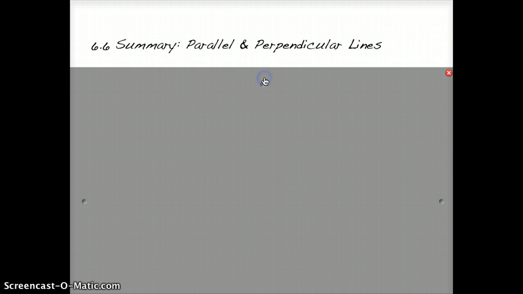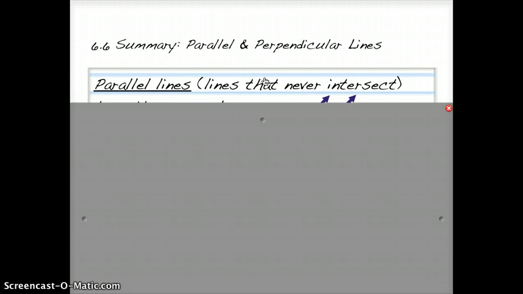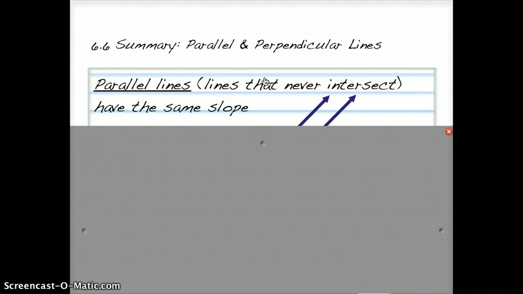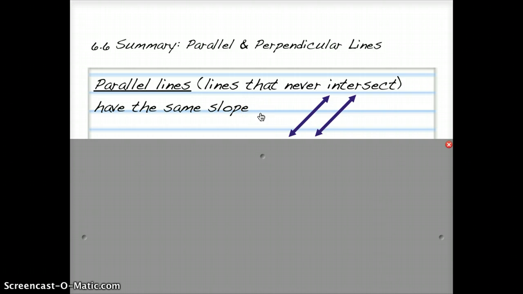So parallel lines, those are lines that never intersect. And what's important to know about parallel lines is they always have the same slope. You also learned today that they have different y-intercepts. If they have the same slope and the same y-intercept, then they'd obviously be the same line. They have the same slope and different y-intercepts.